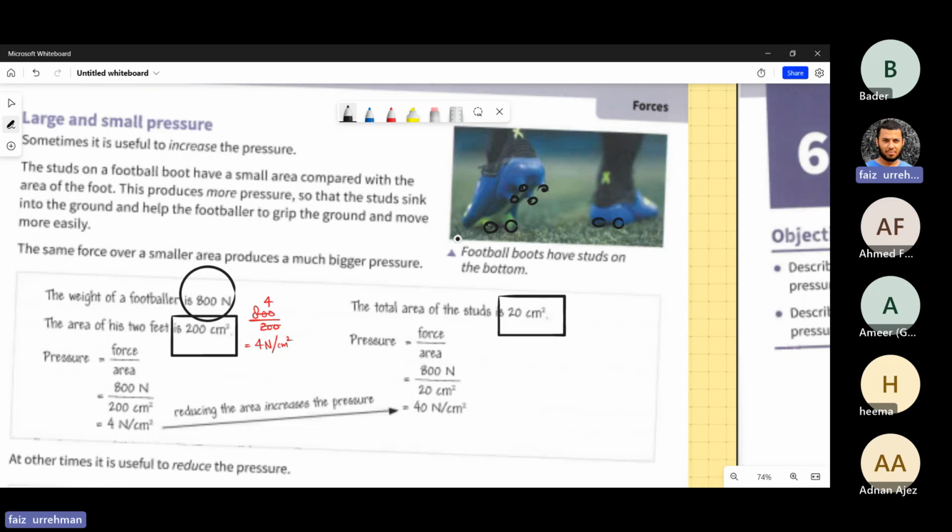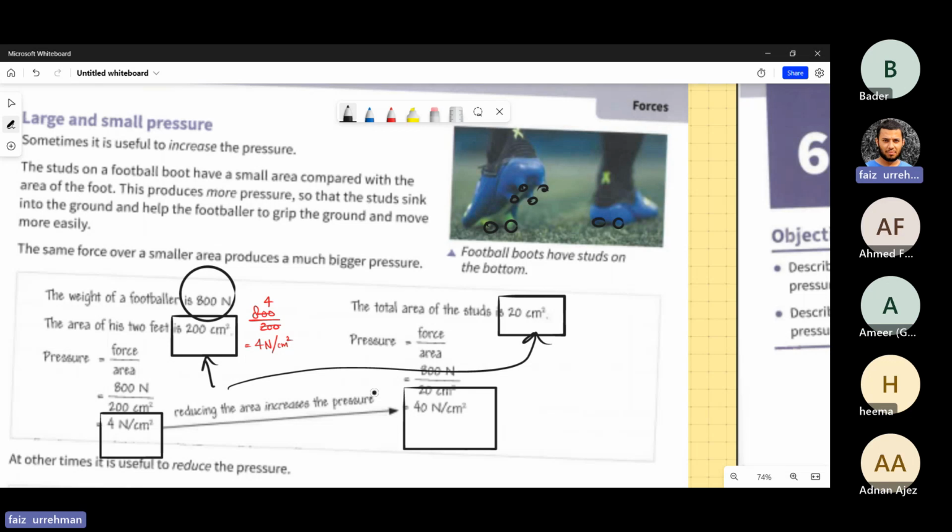So what is the result for the same boy when he is walking barefoot? His area is 200 centimeters square. But when he is walking on his studs, the area is 20. Previously, he was generating a pressure of 4 Newton only. But when he wears his football shoes, he generates a pressure of 440 Newton per centimeter square. So he will have more grip on the ground because the area is less.